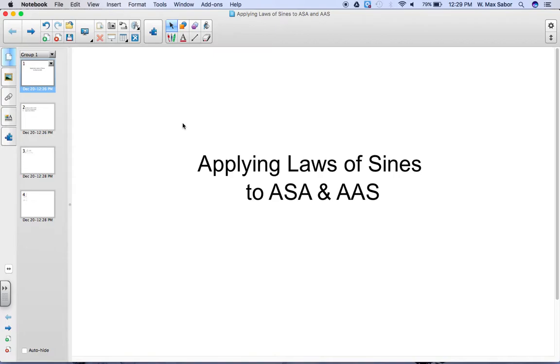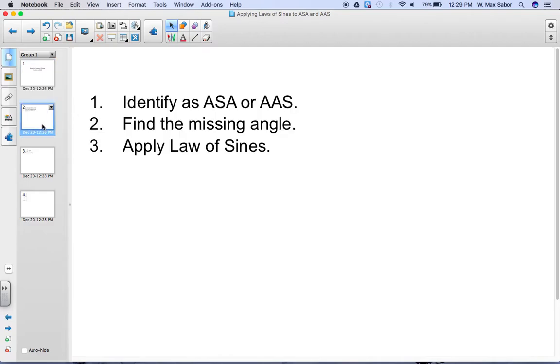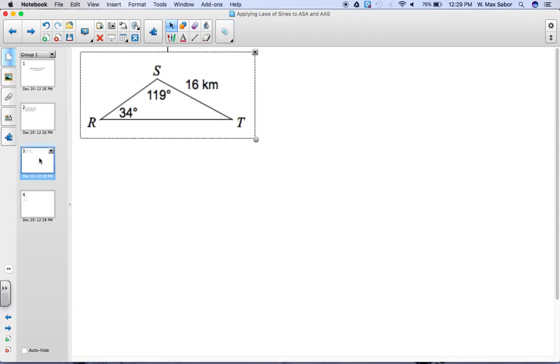How do we apply law of sines to angle-side-angle and angle-angle-side? Well, first we're going to identify that it's angle-side-angle or angle-angle-side. If we don't have those pieces of information, we're going to use one of the other rules. Then find the missing angle, using 180 degrees in a triangle, and then apply the law of sines.